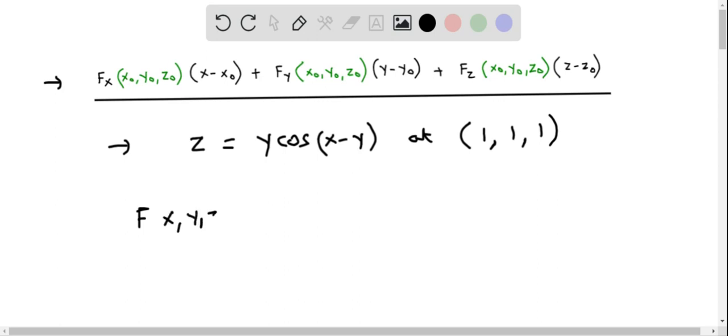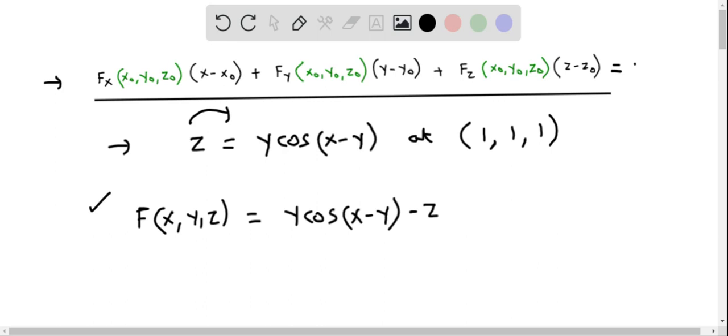x, y, z by moving this z to the other side. When we do that, we get y times cosine of (x minus y) minus z. We consider this as a function of x, y, and z. We can find the partial derivative of this function with respect to x, y, and z, and then evaluate those partial derivatives at the point and substitute into the formula to get the equation of the tangent plane. So this is basically equal to 0.